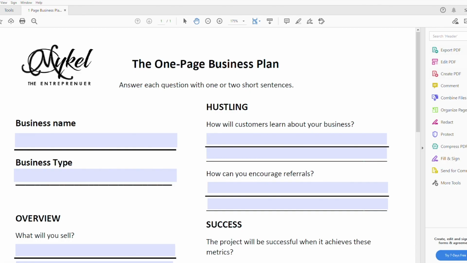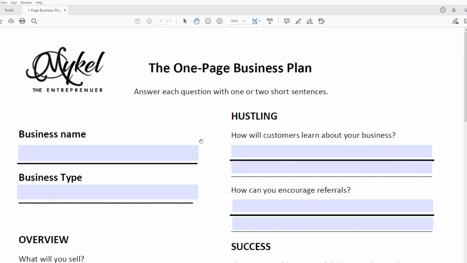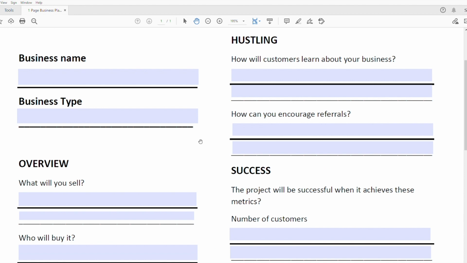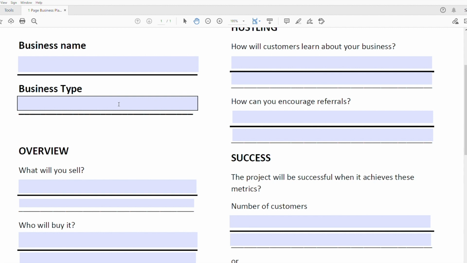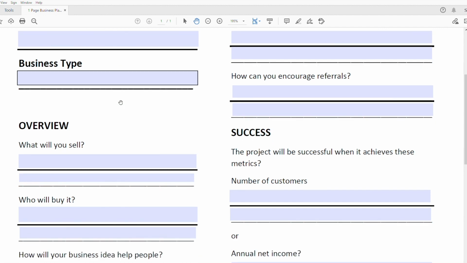Hey everyone, so here is the one-page business plan that, like I said, is available on my website for a free download. And this is very simple. It's straight to the point, honestly. It's just going to ask you a series of questions that will focus your ideas of what your business is going to be, so that when you start selling, you know what you're doing, you know what your business name is, and you know what business type you're going to be. So that is basically the structure. Like, what do you want to be, a sole proprietorship? Do you want to be an LLC? You answer all those questions.